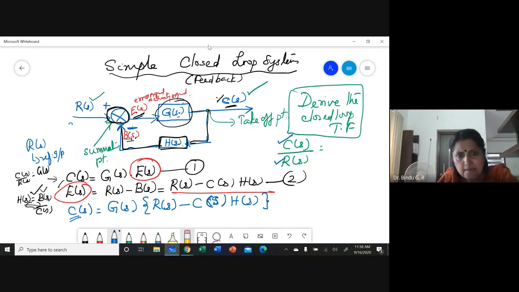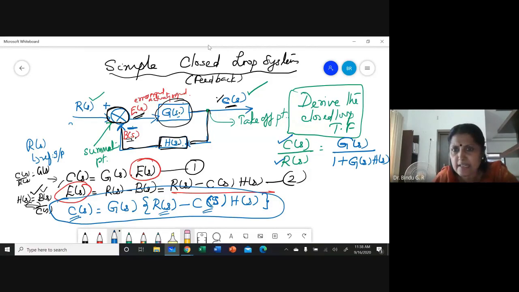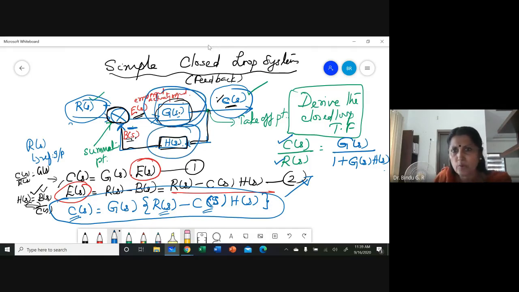Now what I want is the relation between C(s) and R(s) as the transfer function. Here I have C(s) and here R(s). I'm not going to do the rearrangement now, but rearranging the terms, what I'll finally get is G(s) by 1 plus G(s)H(s). The overall transfer function C(s) by R(s) is equal to G(s) by 1 plus G(s)H(s). Now I have written it in terms of this block and this block alone. I'll give you 1 second just to digest this.